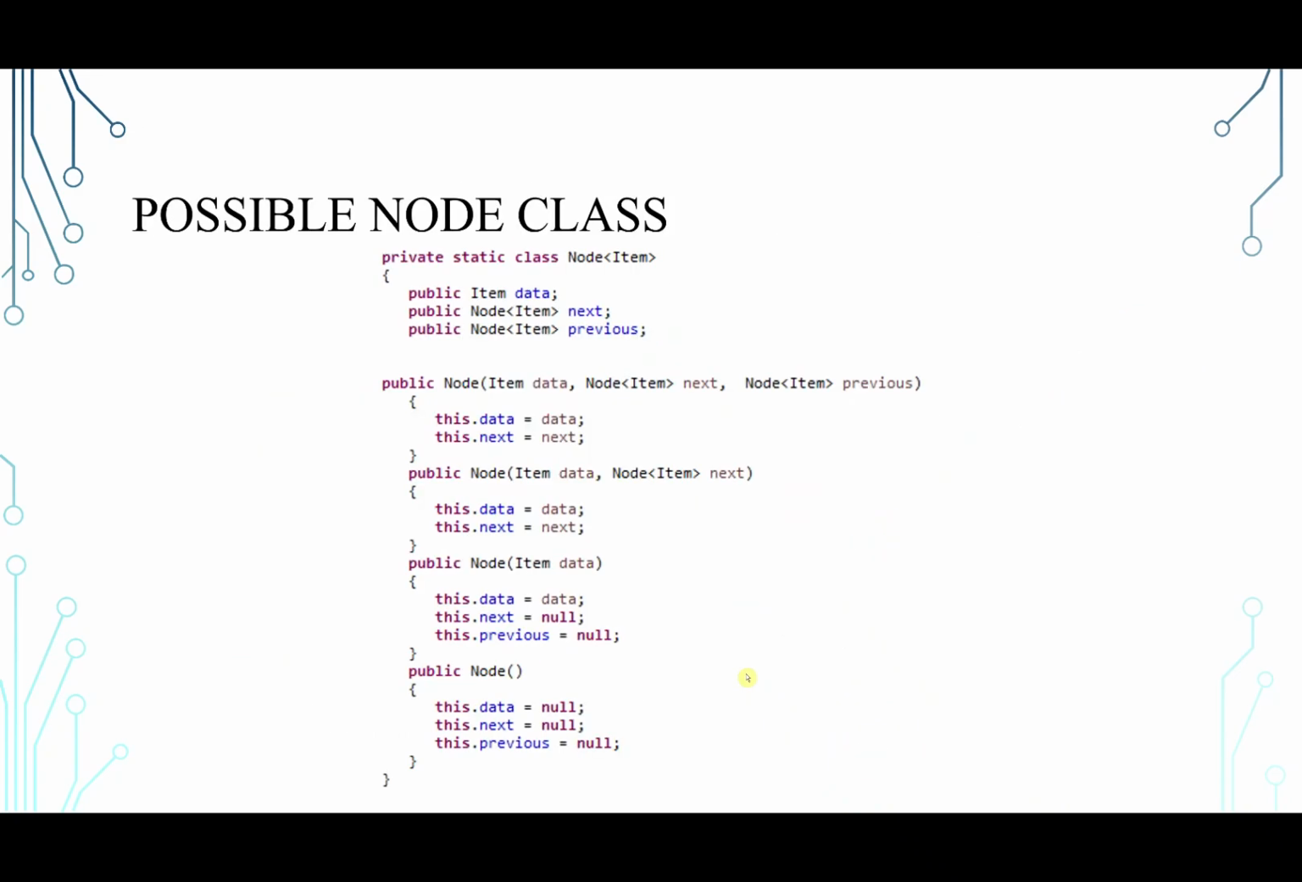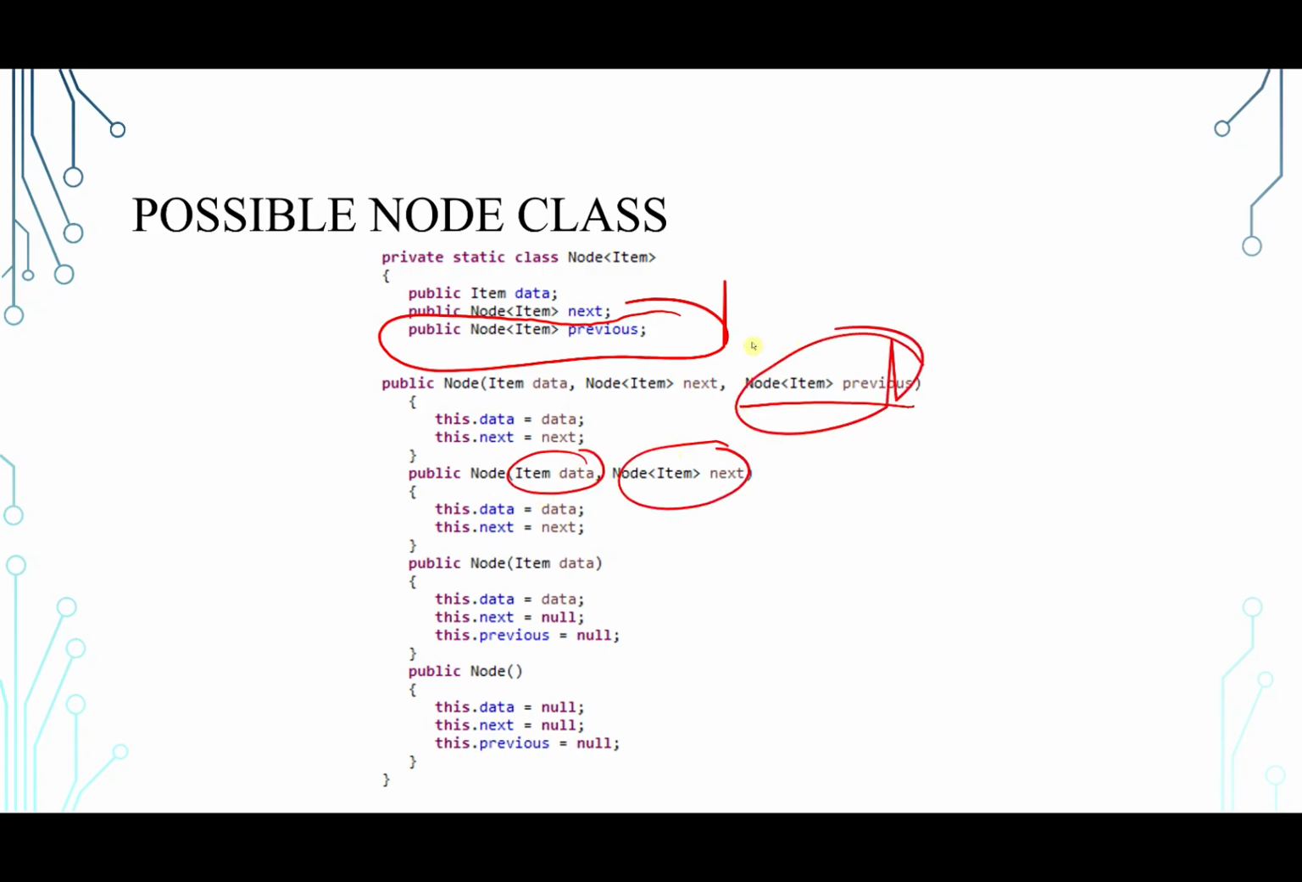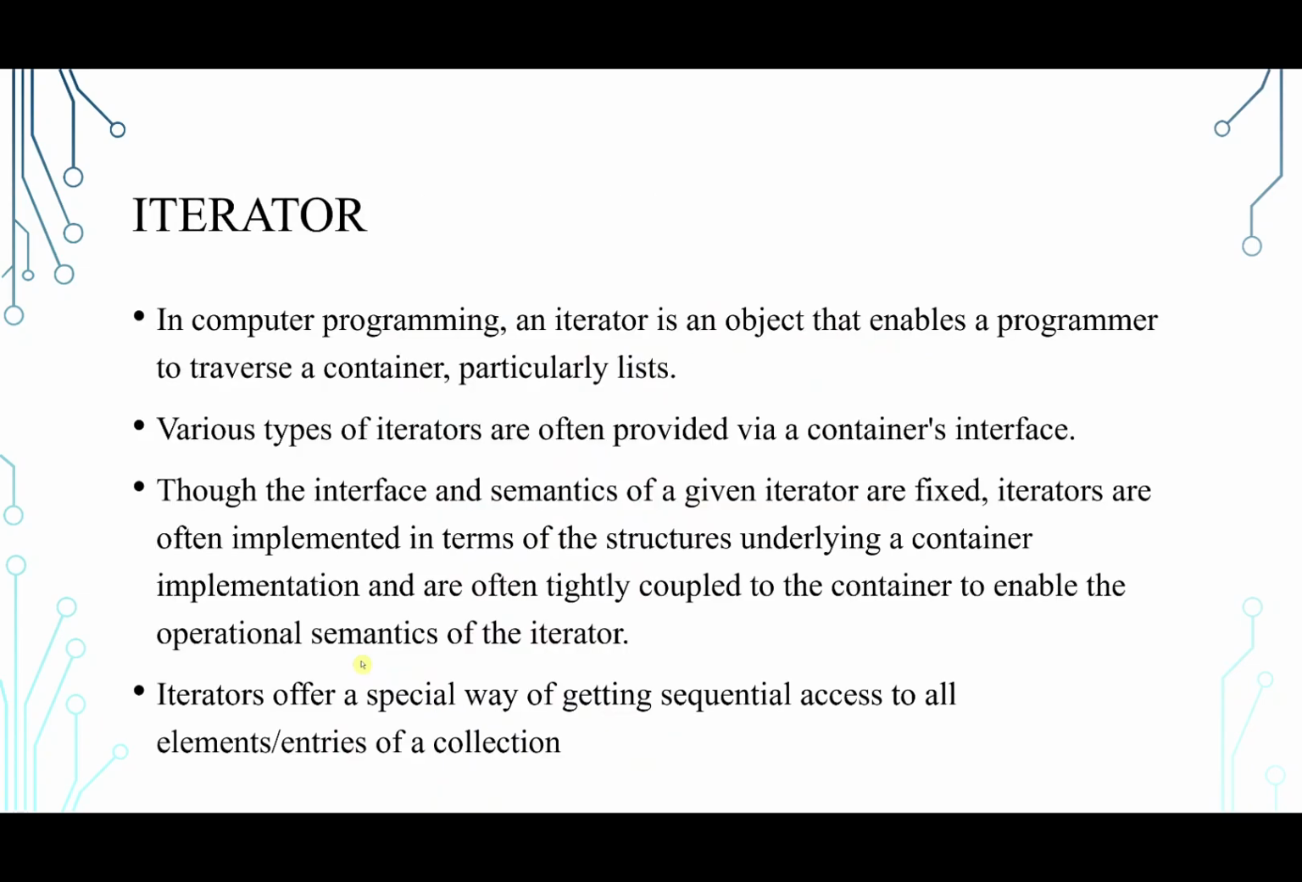So for the possible node class, it's just going to add this. And to the constructors, we are going to add this. And if you just want the one with data and next without a previous because you didn't know the previous yet, and just with the data or the empty node. So that's it. We're just modifying the single linked list by adding one extra pointer. So let's now focus on iterator because this is my main focus today.